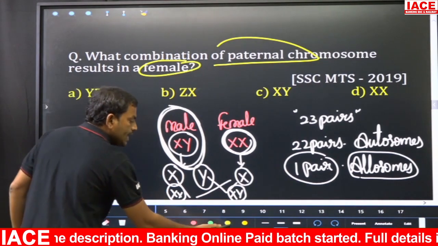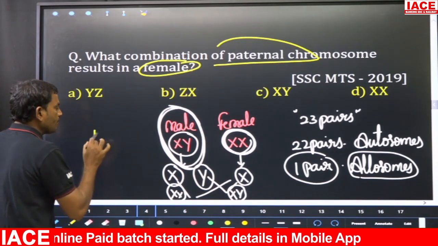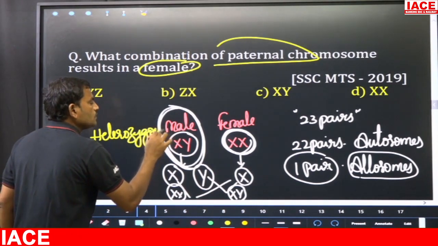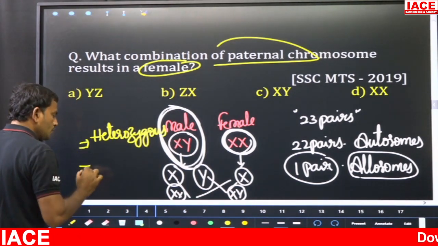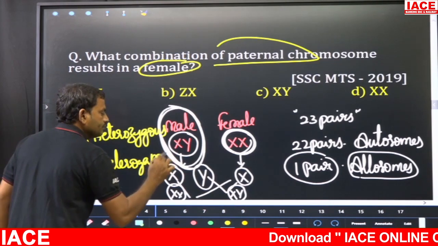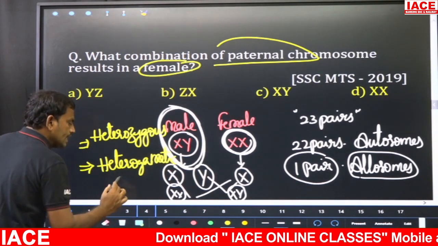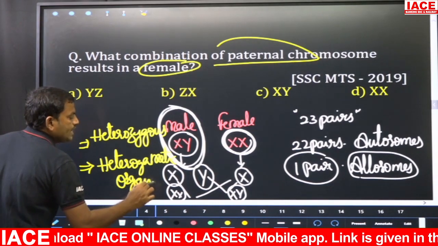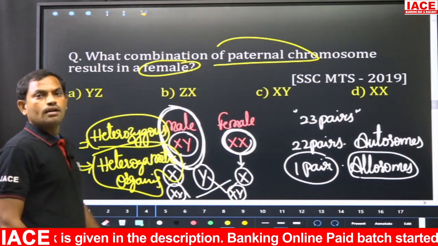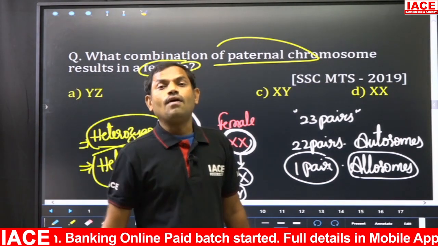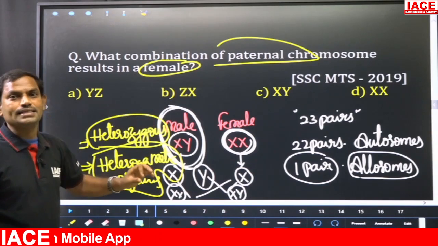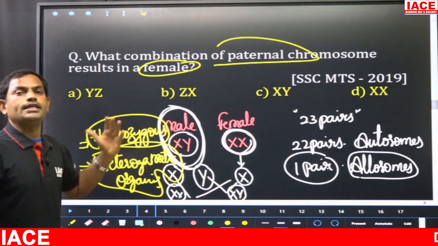If an organism produces more than one type of gamete, that condition is called heterozygous, and the organism is called a heterogametic organism. If two types of gametes are produced, those organisms are called heterogametic organisms. In human beings, the female is homogametic or homozygous, whereas the male is heterozygous or heterogametic.